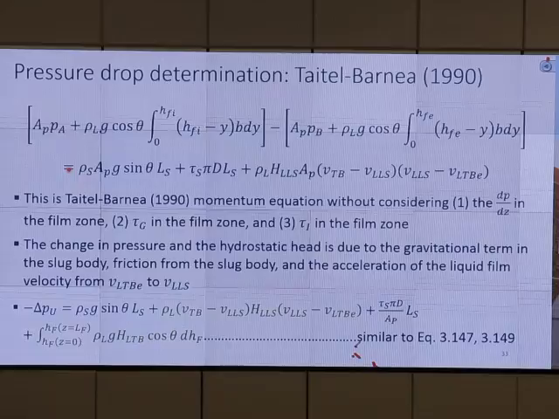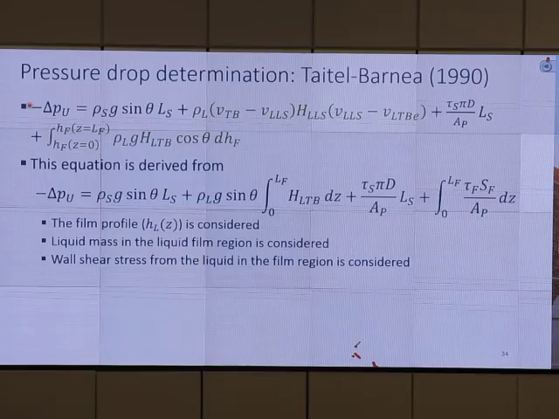Okay, let's move on. So we will go from this equation from the bottom to the top. The bottom one we just derived by integrating the Taitel-Barnea momentum equation, right? Remember that? So this equation, just to remember, is derived from this part, and several terms are neglected. Tau I is neglected, dP/dZ in the film zone is neglected.